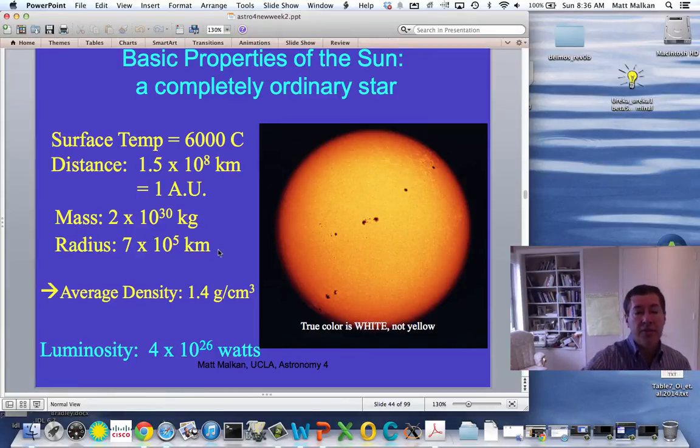And then the size, of course, is vast compared to Jupiter. 700,000 kilometers in radius. You can pack, I don't know, 1 million Earths in there. You can pack a lot of planets into that. You can pack 3 Earths into one of these sunspots here in this picture. So this is an enormous size, but it's also an enormous mass.